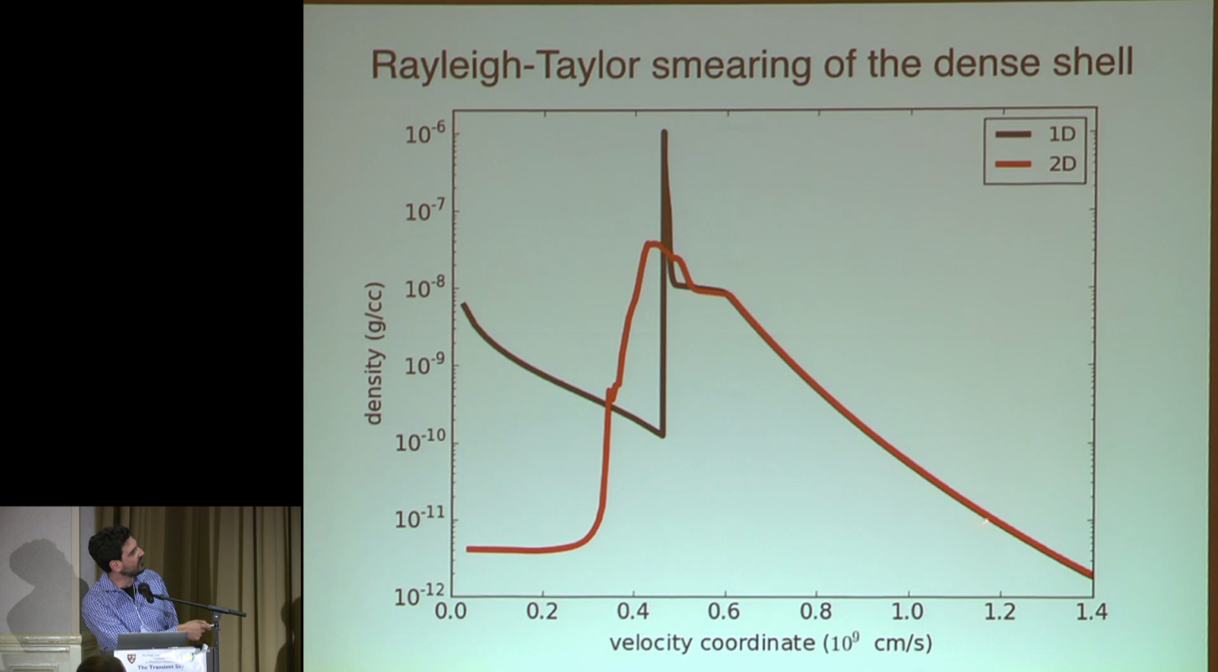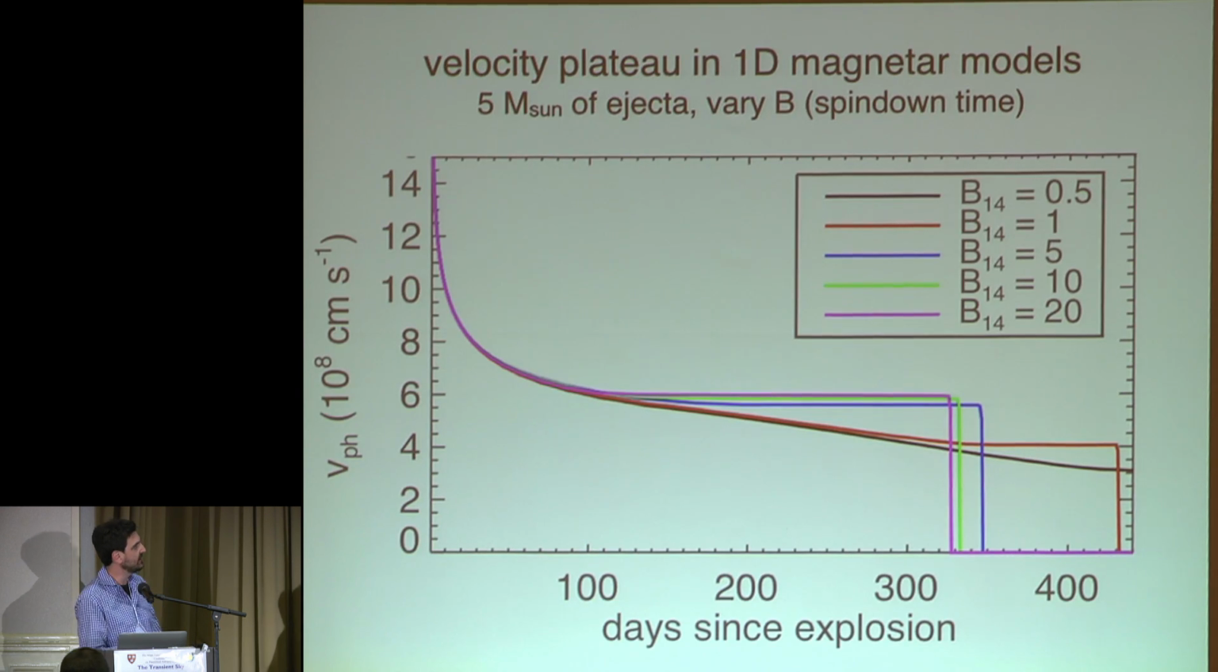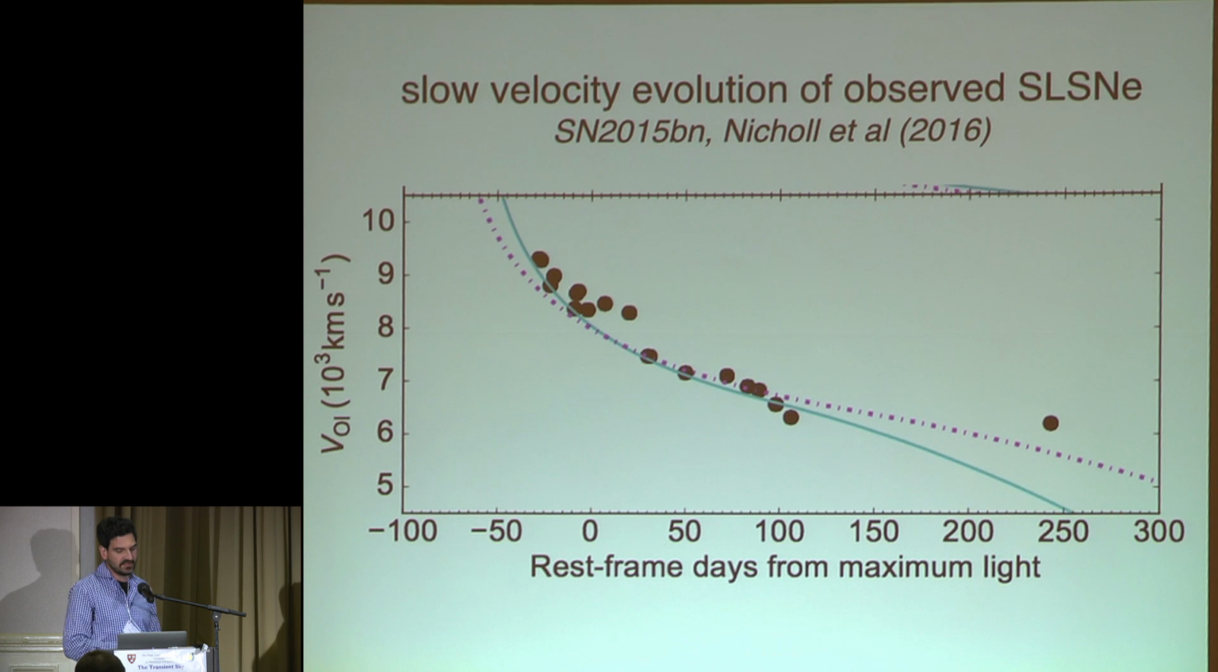If you catch it early, the photosphere will be out here at high velocity. Over time, as the supernova expands and thins, the photosphere velocity will recede until it hits this shell, and then it will basically hang out at this velocity corresponding to the shell velocity. And so you expect to see, and we did see in 1D models here, a plateau in the velocity evolution over time. Here it's in the outer layers of the ejecta, and then it hits the shell and flattens here. And you see somewhat of a similar thing in observations. These are observations of 2015bn showing some flattening of the velocity over time.